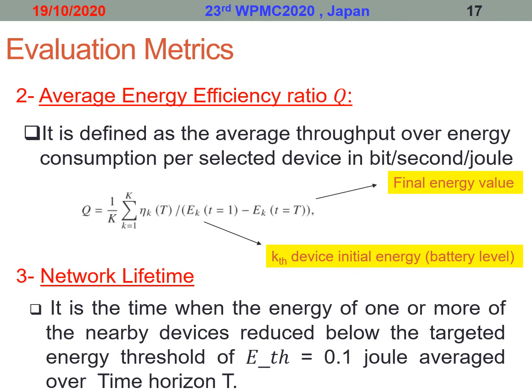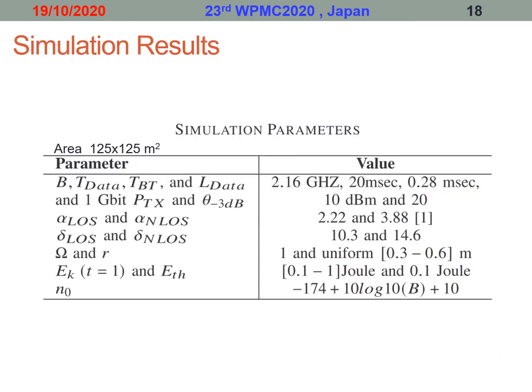The second metric for evaluation is the average energy efficiency, Q. It is defined as the average throughput over energy consumption per selected device, in bit per second per joule. Here is the equation of Q. E_K(1) is the initial energy, and E_K(T) with T capital is the final energy. The third evaluation metric is the network lifetime, which is the time spent until the energy of one or more of the nearby devices is reduced below the target threshold, which is 0.1 joule, averaged over the time horizon. These are the simulation parameters utilized in this paper, with the references.